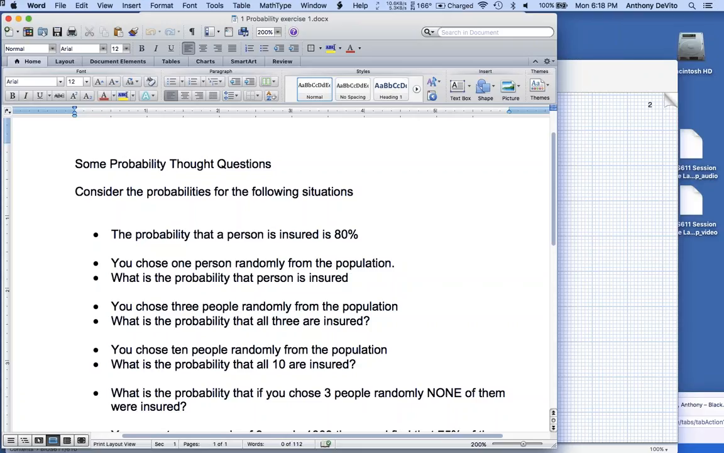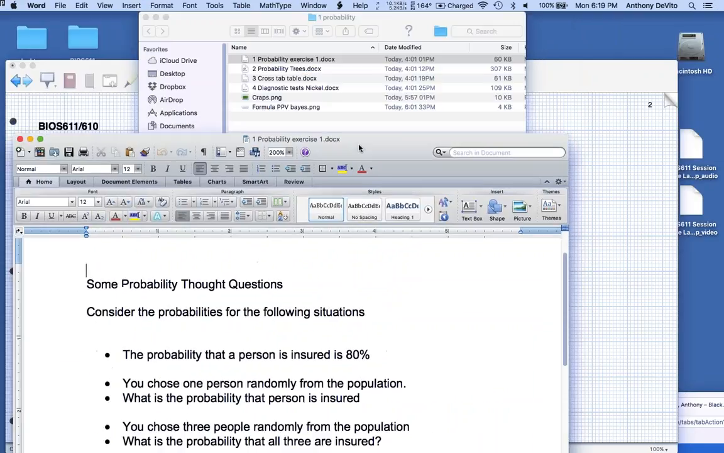Let's say I tell you that in this given population, the probability of someone being insured is 80%, right? So if I picked one person on the street completely randomly, what would be the probability that that person would be insured? 80%. What's the probability that they wouldn't be insured? 20%, right? Because they're either insured or not insured. Okay, now let's say I picked 3 people randomly from this population. What's the probability that all 3 would be insured? 0.8 times 0.8 times 0.8.